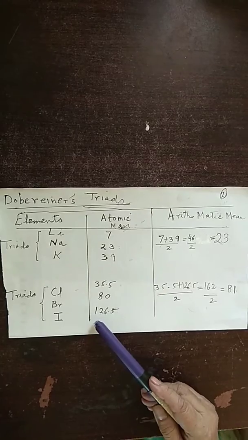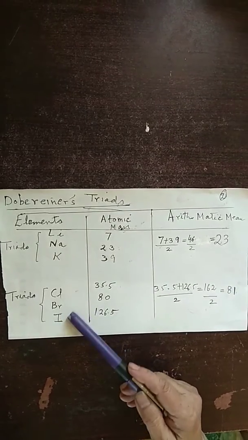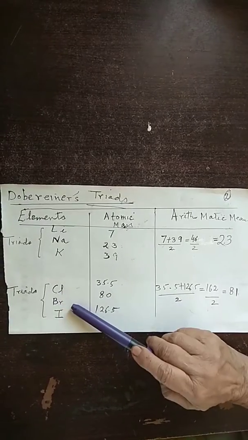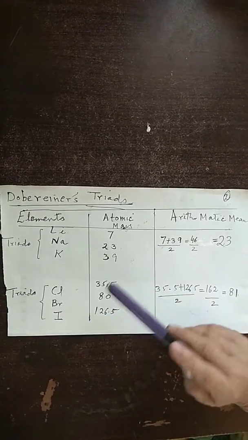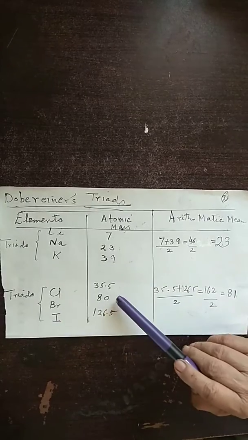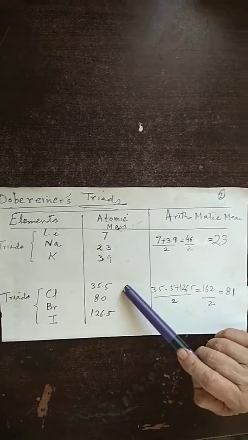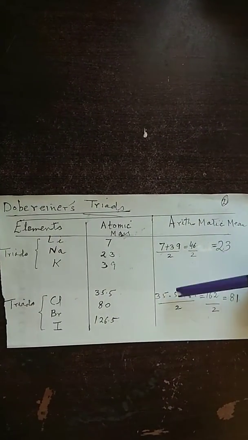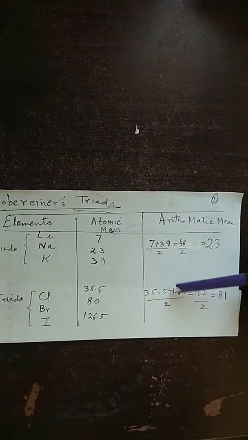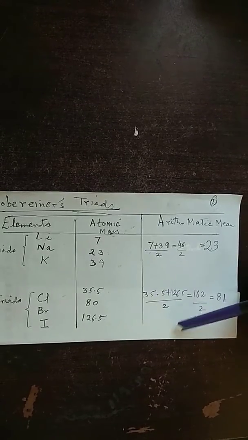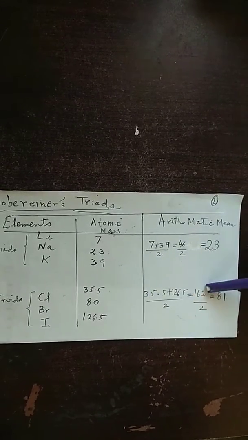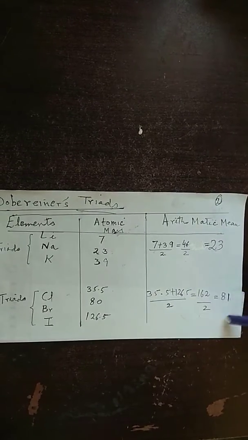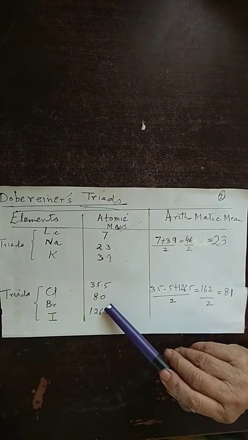Consider another triad: chlorine, bromine, and iodine. Cl for chlorine, Br for bromine, and I for iodine. The atomic mass of chlorine is 35.5 and iodine is 126.5. If we take the average, we add 35.5 plus 126.5 divided by 2. Adding gives 162 upon 2, which is equal to 81, which is not exactly, but almost equal to bromine, that is 80.